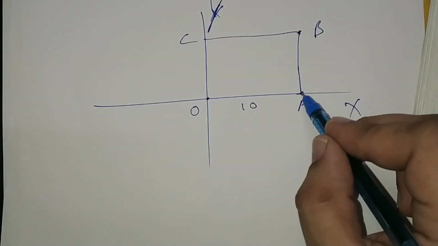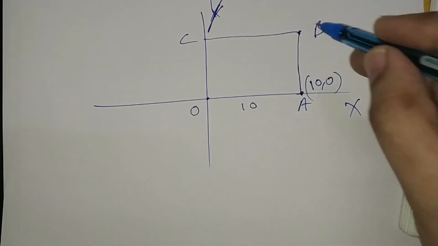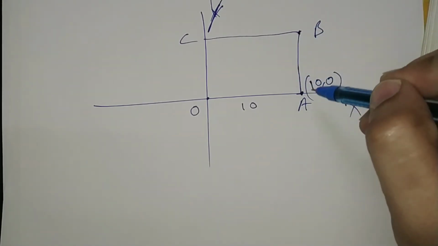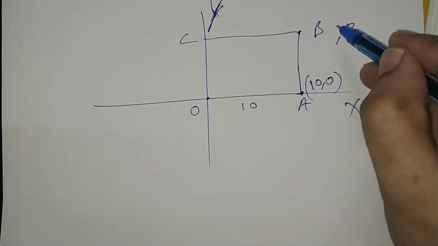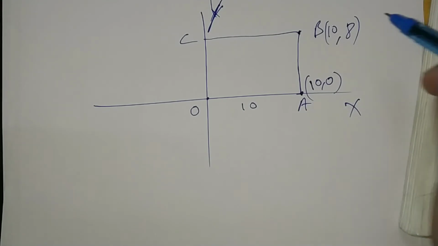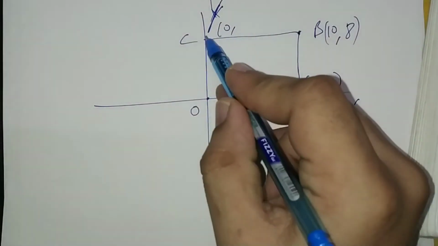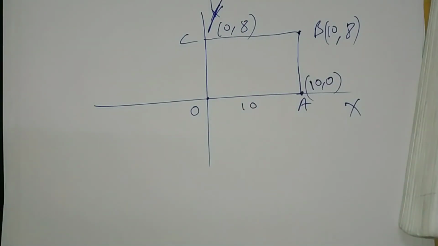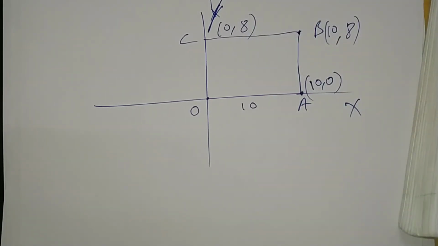So what is the coordinate of this point? (10, 0). This point, this is 8 in y, x is 10, so (10, 8). This point here, x is 0, so (0, 8). On the y-axis, there are 8 units. Just draw the graph, you will easily figure out the coordinates. With this, your exercise is completed.